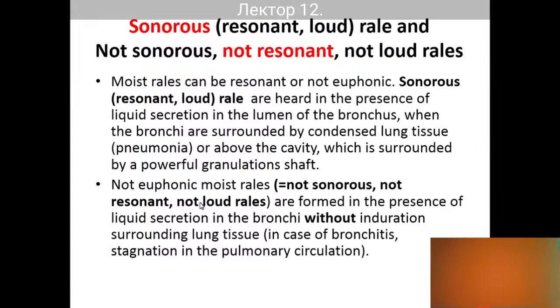Next classification of bubbling rales. Bubbling rales can be resonant and non-euphonic. Sonorous or resonant, a loud rale, is heard in the presence of liquid secretion in the lumen of bronchi when the bronchi are surrounded by condensed lung tissue, for example, pneumonia, or above a cavity which is surrounded by a powerful granulation shaft.